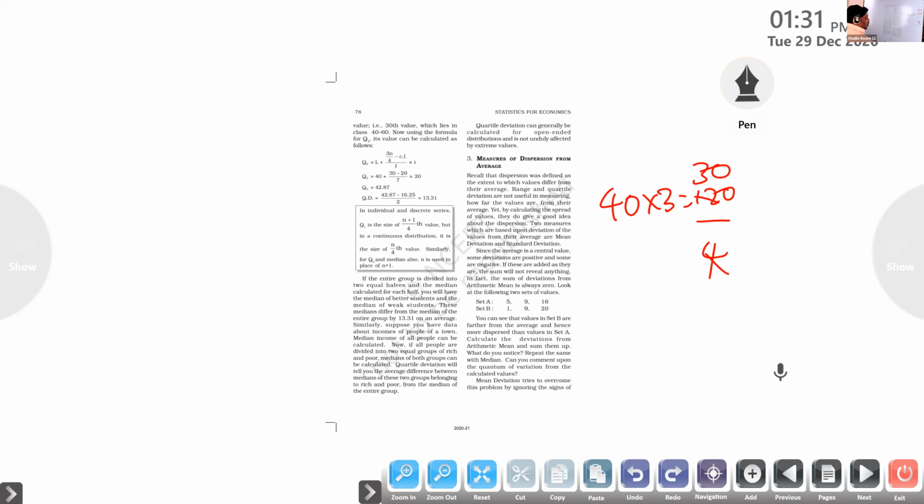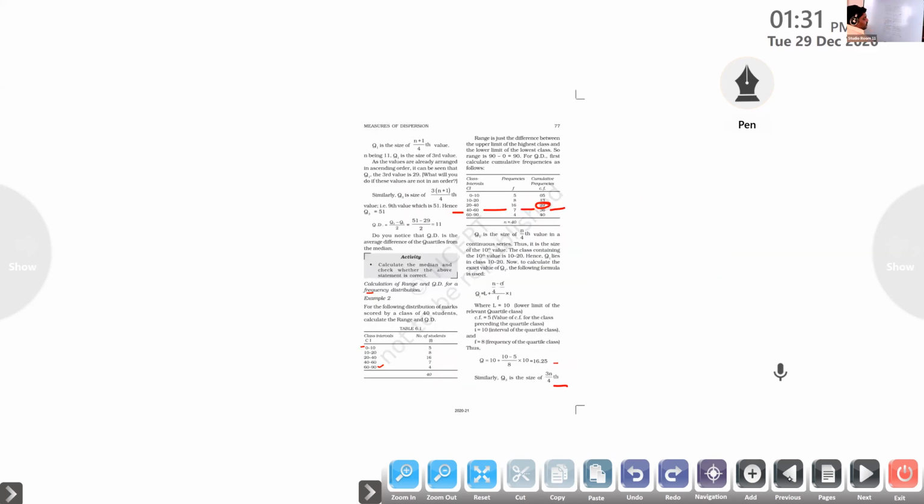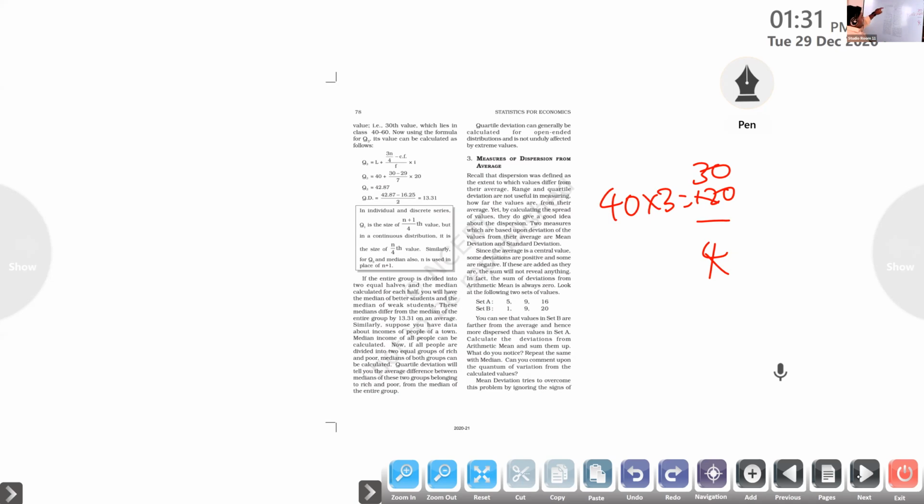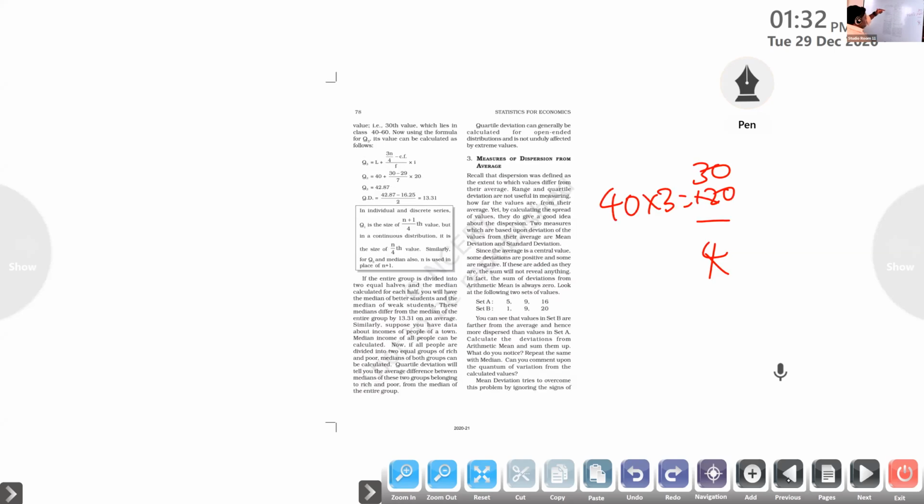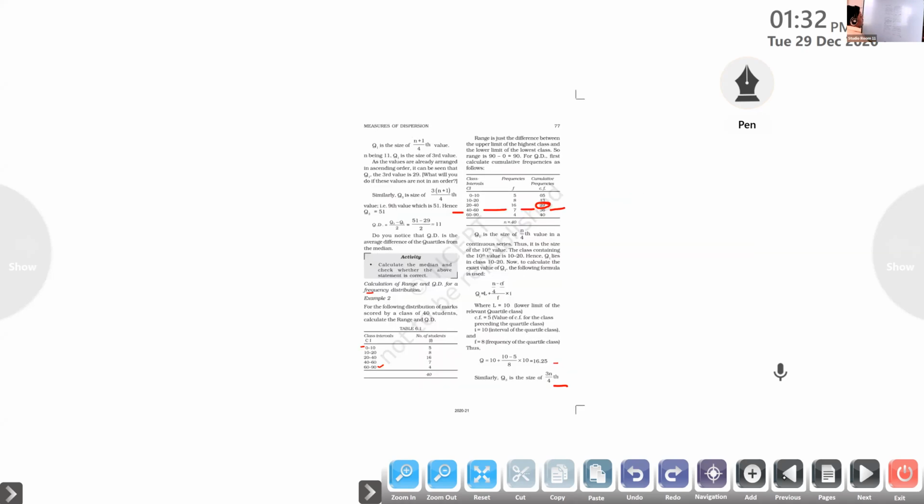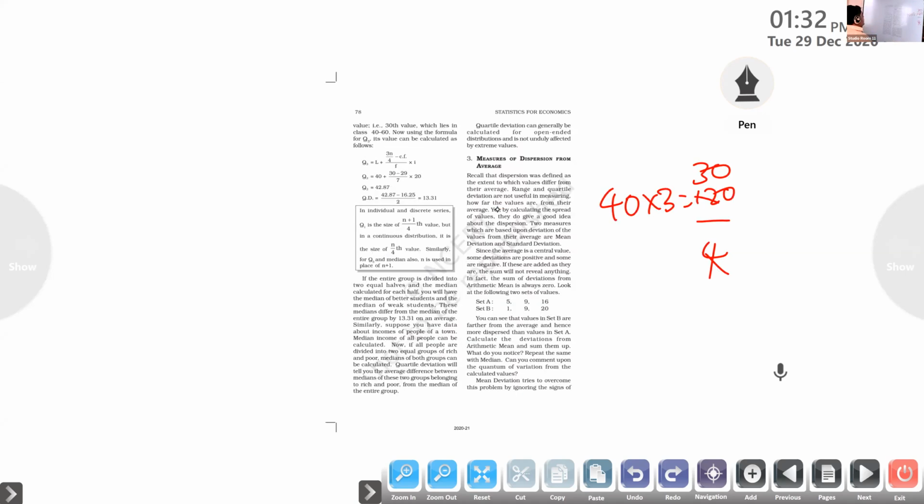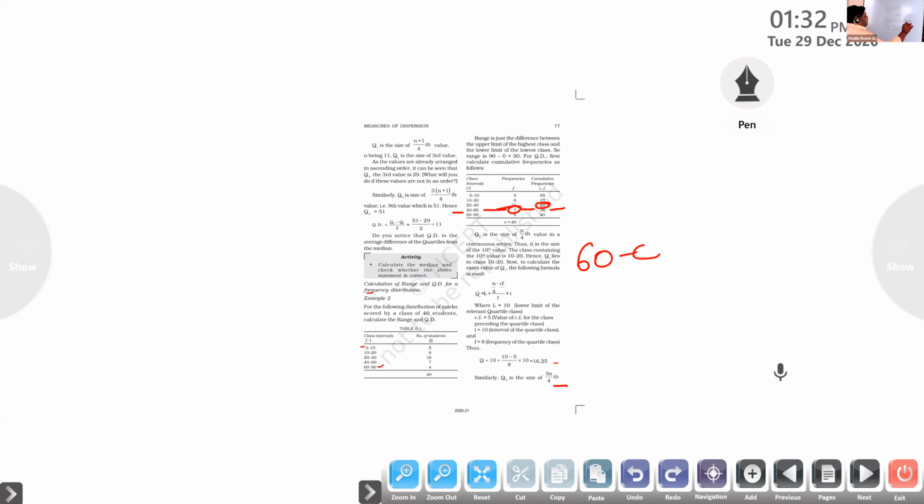40 plus, that is L, the lower limit of the quartile class, 40, plus 3n divided by 4, that is 30, minus 29, the class just above 36, divided by 7. Where is the 7 from? The frequency of that class. After applying all this, i is 20, that is 60 minus 40, the class interval of the quartile class. So we got 20.